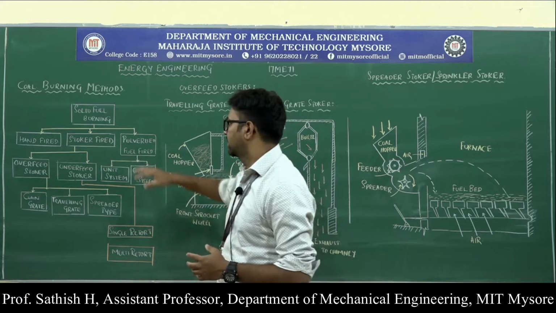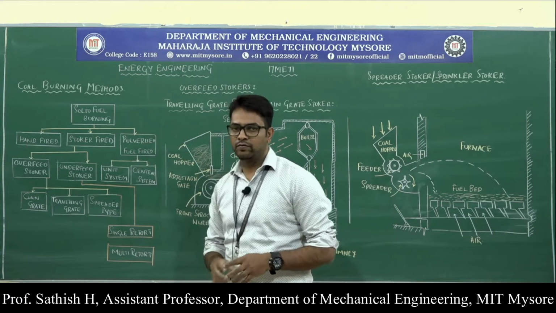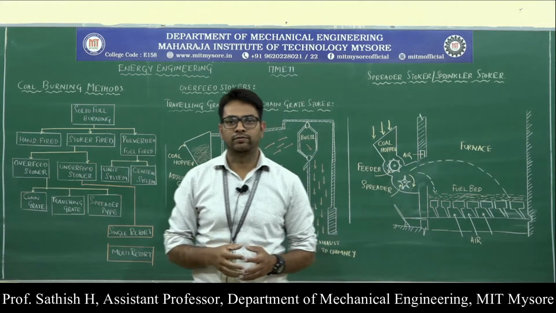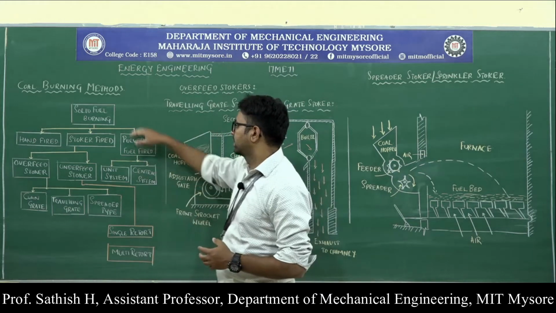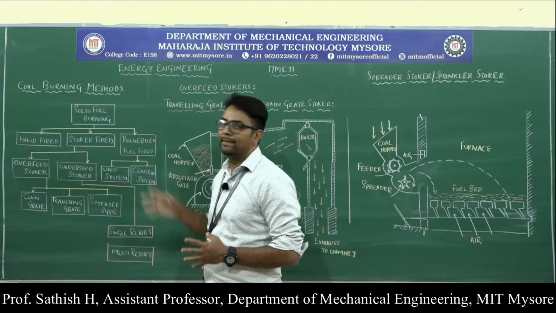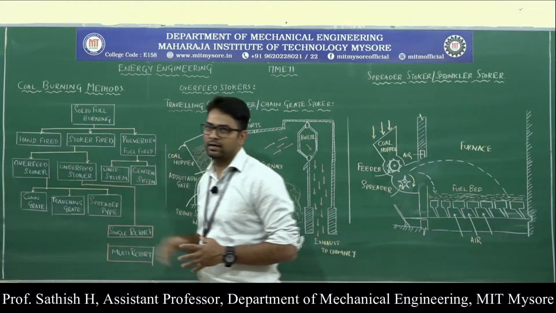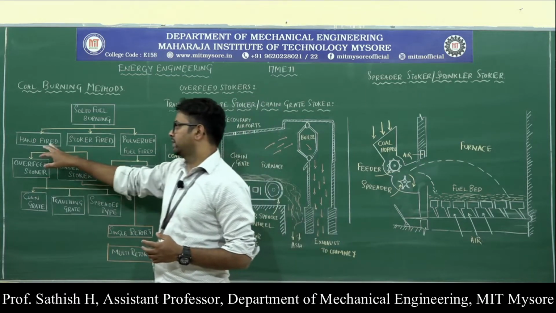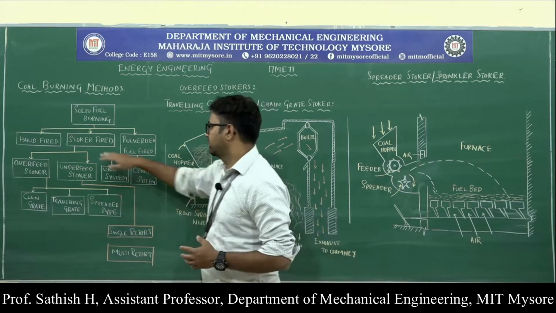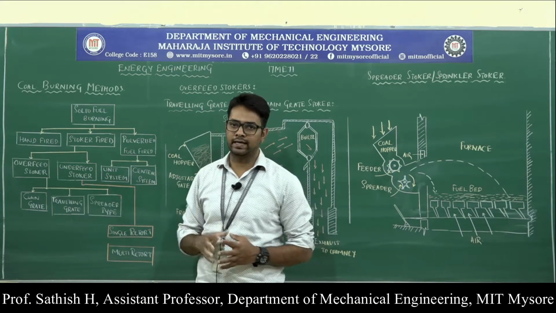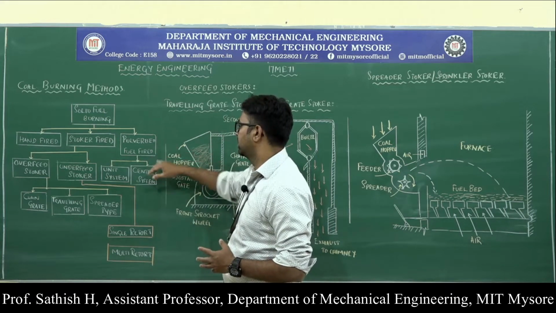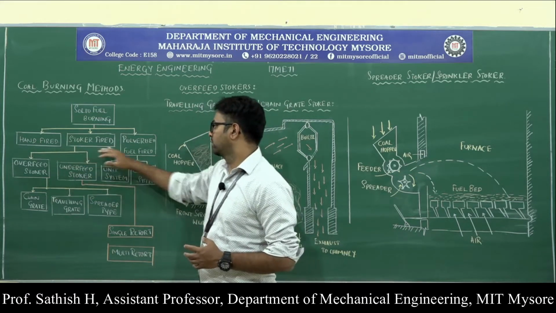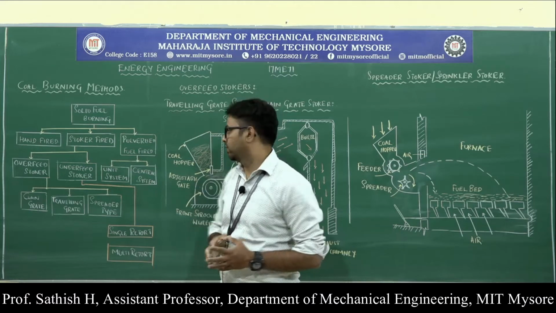Coming to the classification of coal burning methods, we have solid fuel burning. Coal is an example of a solid fuel. Solid fuel burning can be done in three main ways, the methods in which a solid fuel, that is coal, can be burned. The first one is hand fired, the second is stoker fired, S-T-O-K-E-R, and the third is pulverized fuel fired.